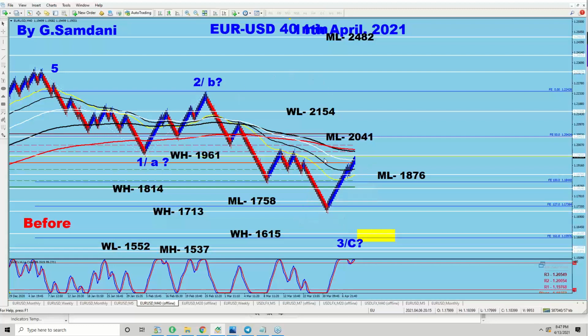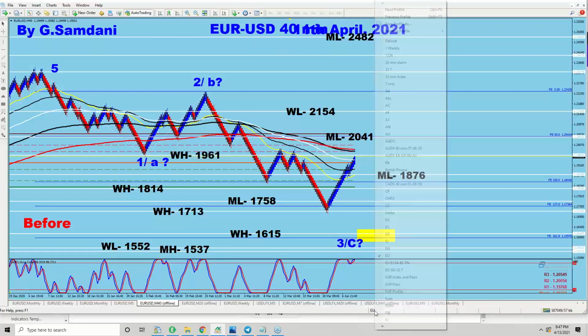So let's see what happens. So Euro USD, this area holds, we're going to drop. What about Pound USD?